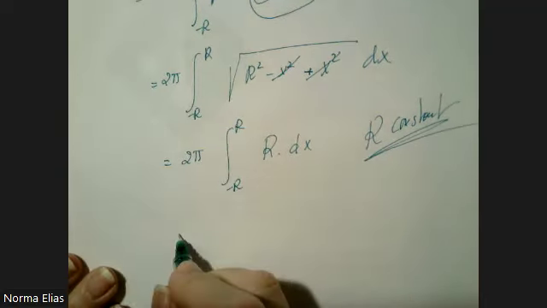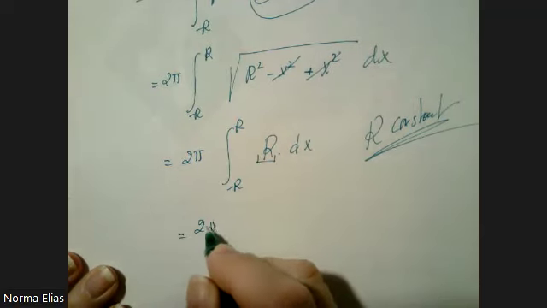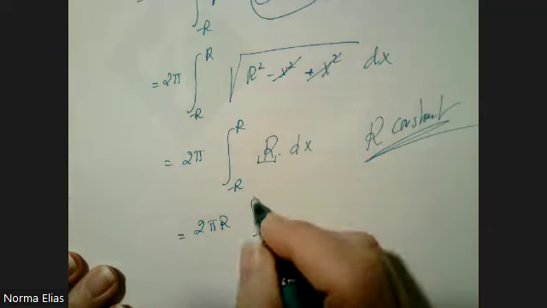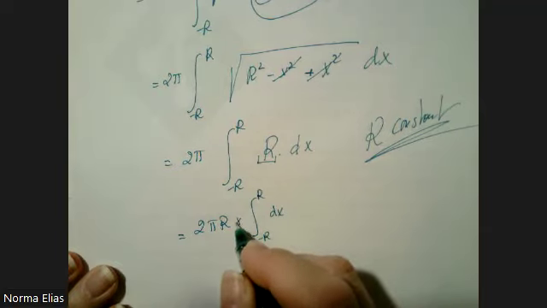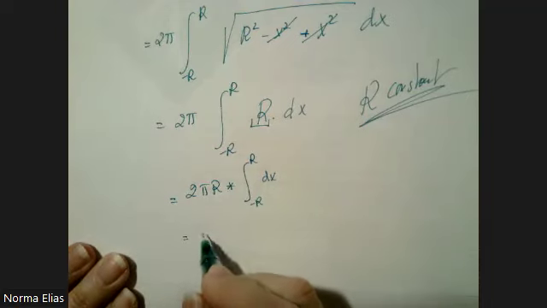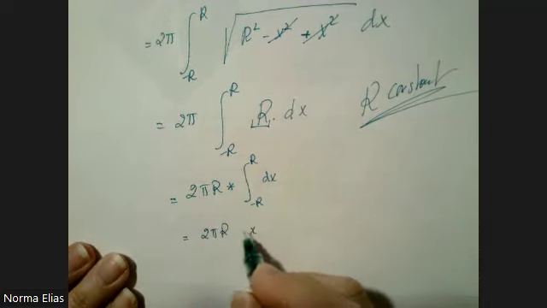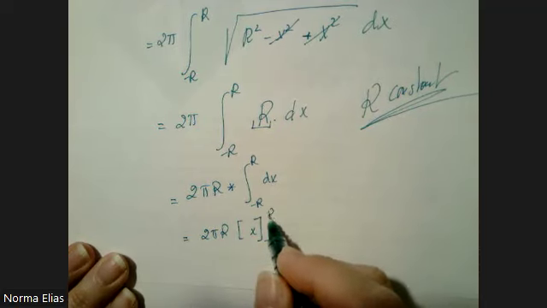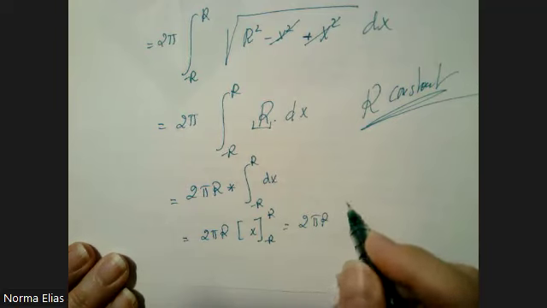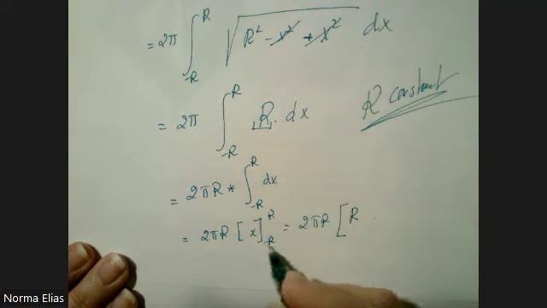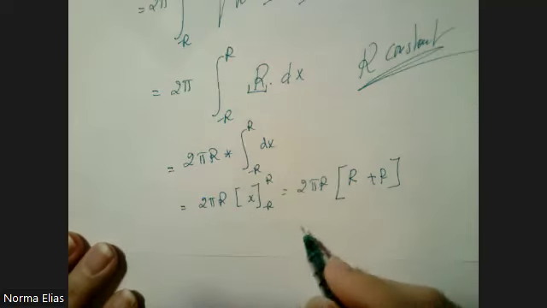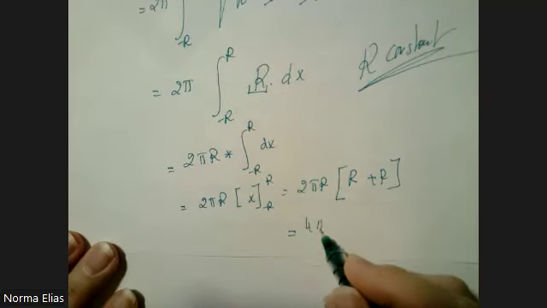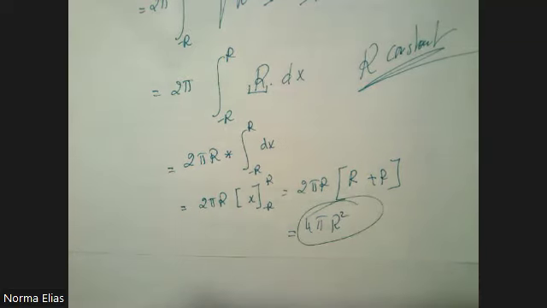Okay, we're deriving the general formula. R is a constant. I will have 2 pi r times the integral from minus r to r of dx. But the antiderivative of dx is x. So this will give me 2 pi r x evaluated between minus r and r. It means 2 pi r times r minus minus r, plus r. So finally, I will get r plus r, 2r, 4 pi r squared. Okay? So the idea here, it's up to you to be able to figure out the function that we're working with.